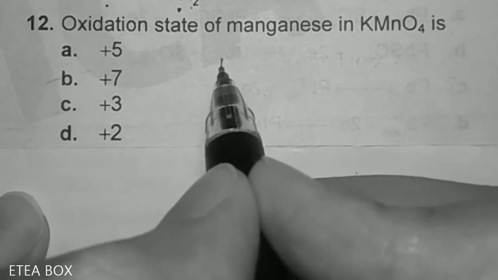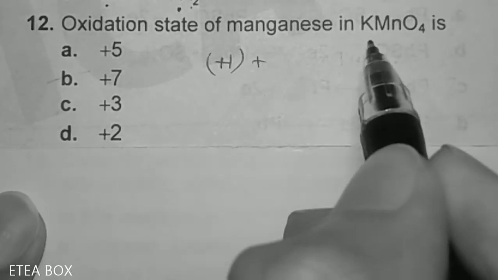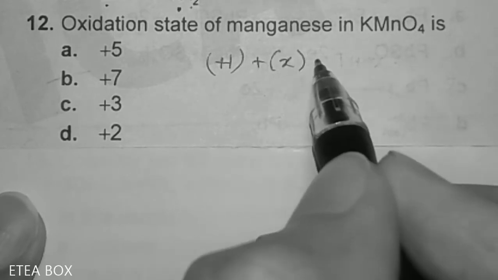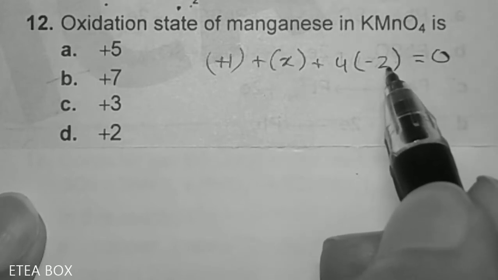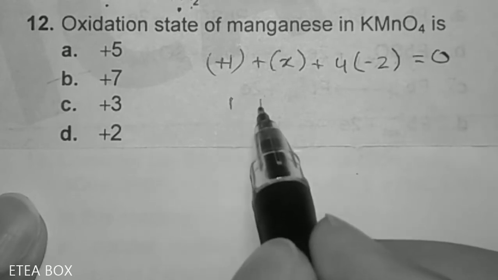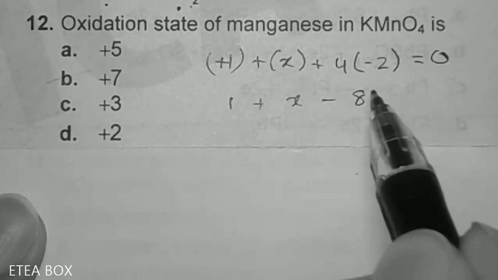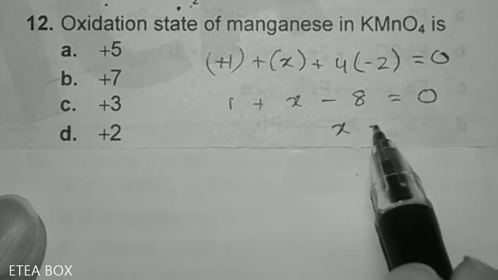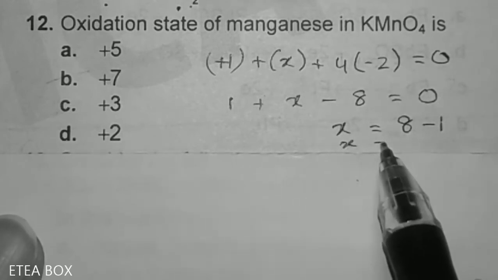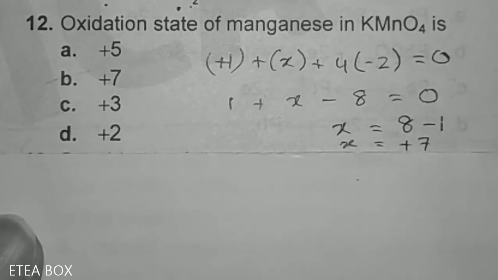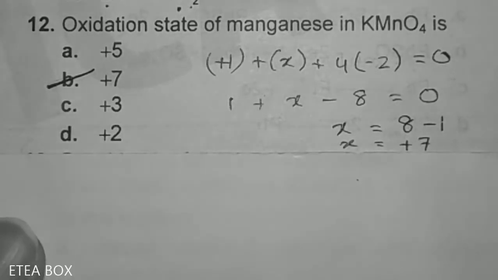The oxidation state of manganese in potassium permanganate is... Now look at here, we know that potassium is +1, plus manganese is unknown, x, plus 4 times -2 is equal to 0. We know that for one oxygen it is -2. Now 1 plus x and -8 is equal to 0, so x is equal to +8 and this one -1, so x will be equal to +7. So here option B is correct. The oxidation state of manganese in potassium permanganate is +7.